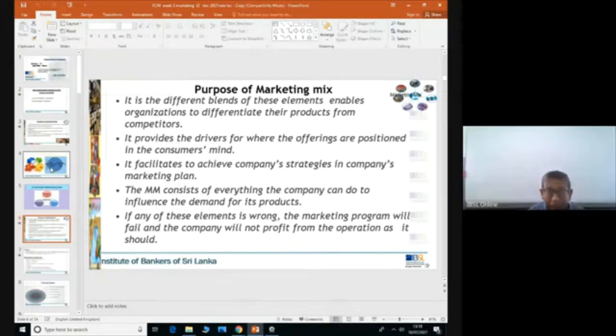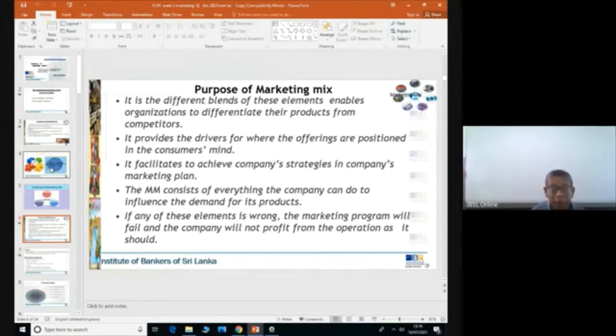Then it facilitates achieving company strategies in the company's marketing plan. Now, remember, the company or bank strategy has a marketing plan as a component of your total strategy plan, right? So what is the marketing plan trying to do? Use these 7 P's. And also remember, the marketing mix can be used to influence the demand for your products, to create demand.